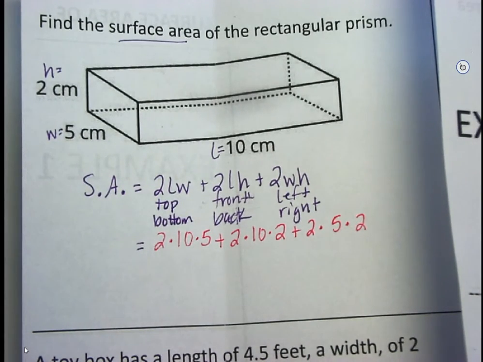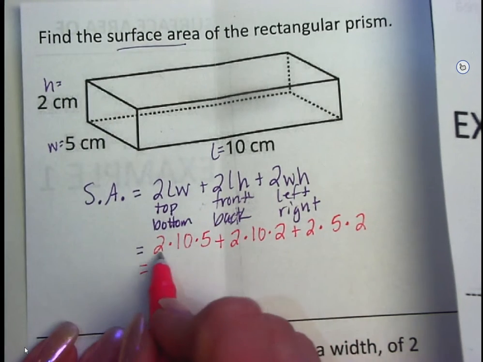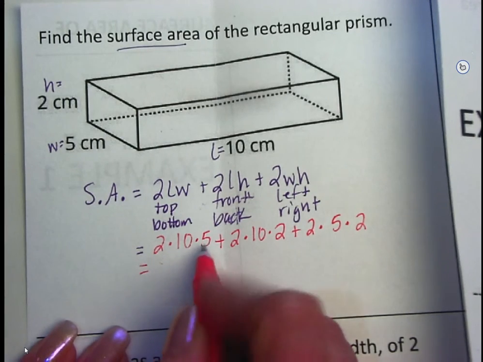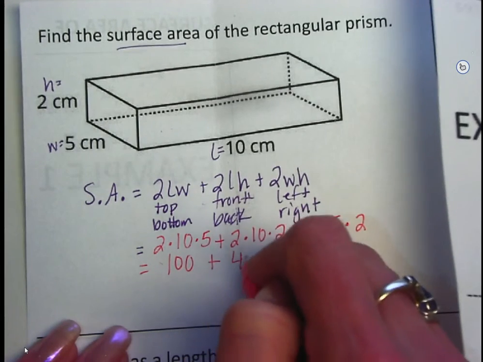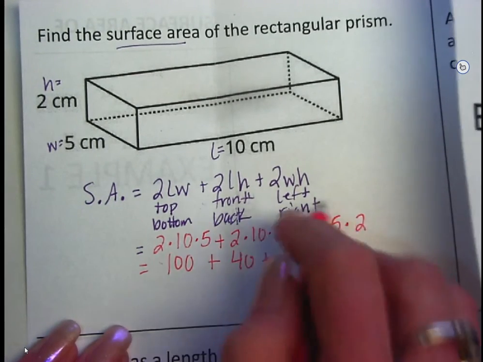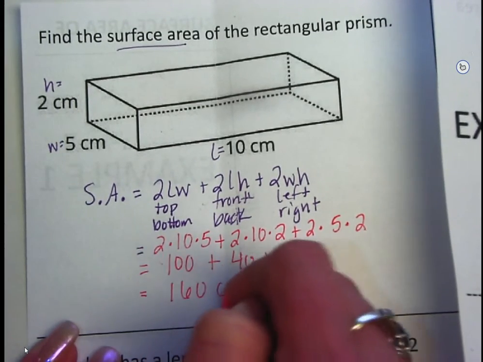And then I'm going to take my calculator and I can multiply each set of congruent faces one at a time. Like I could do 2 times 10 times 5, 2 times 10 times 2, 2 times 5 times 2, and then add them all together. Or I could just put them all in my calculator at once. So if I chose to do them separately, 2 times 10 is 20, 20 times 5 is 100. 2 times 10 is 20, times 2 is 40. 2 times 5 is 10, 10 times 2 is 20. So I could add those together and I get 160 centimeters.